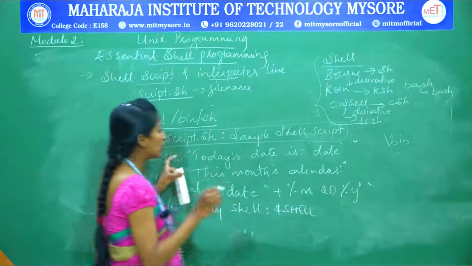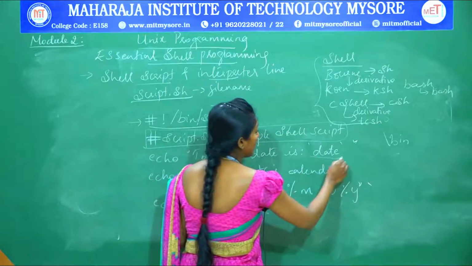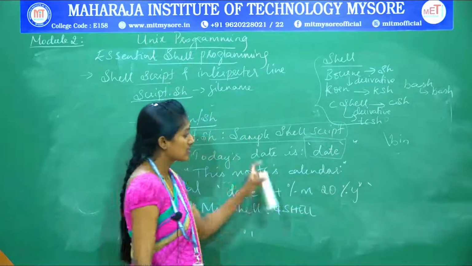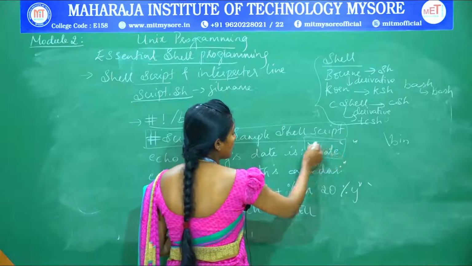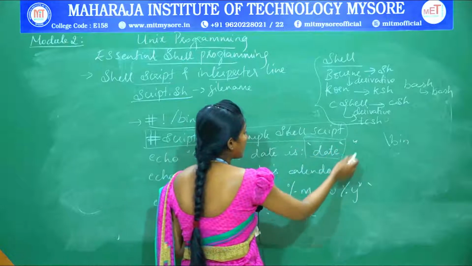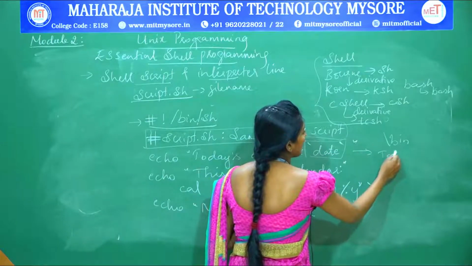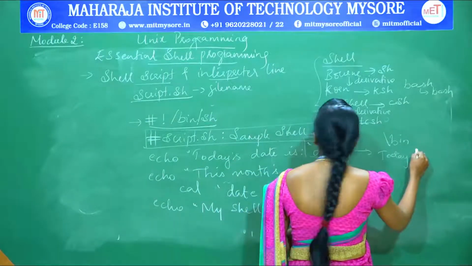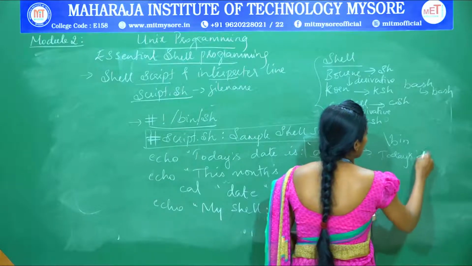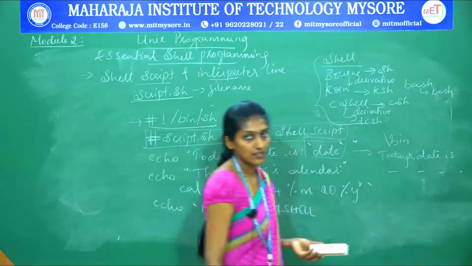Since I have enclosed the complete message in double quotes, but if I want to interpret this date command, I have to enclose it with a backtick. If you don't and just give date, it doesn't execute. So you should always enclose it with a backtick, and then enclose that in double quotes. The output will be today's date, so it is going to display today's date here.